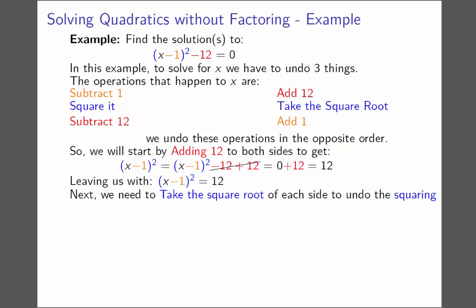Next, we need to take the square root of each side to undo the squaring. This gives us the square root of (x minus 1) squared equals the square root of 12. The square root of 12 is not an integer, it's just the square root of 12, so we'll leave it at that. On the left-hand side, we have the square root of (x minus 1) squared, which is the absolute value of x minus 1. If you need to be reminded why this is not just x minus 1, you can click the purple link now.